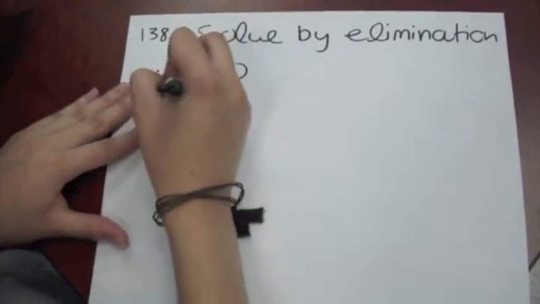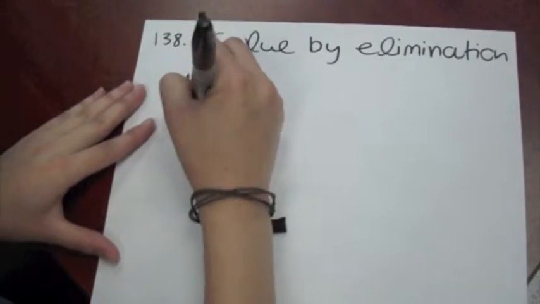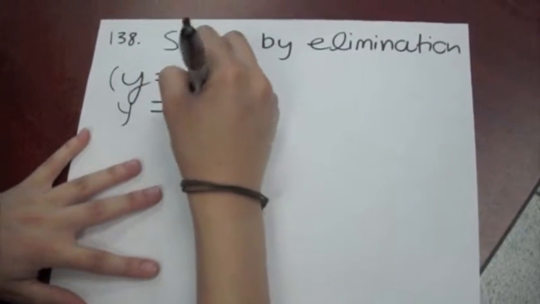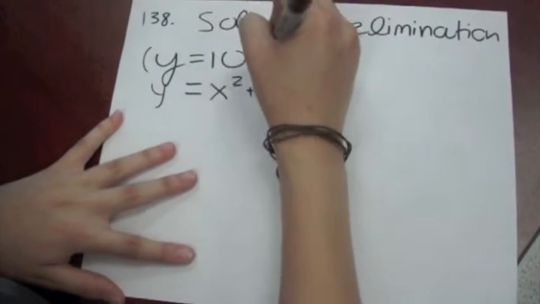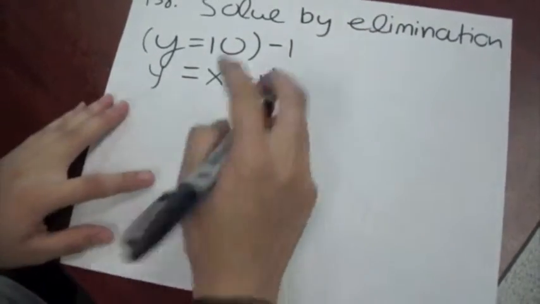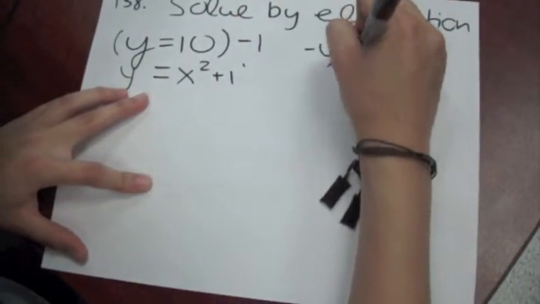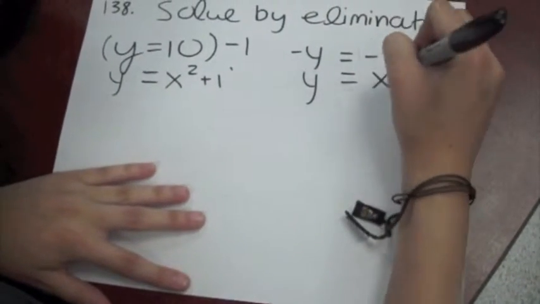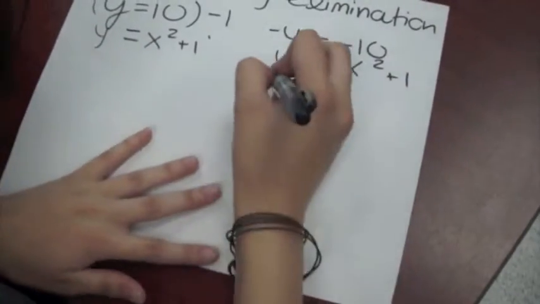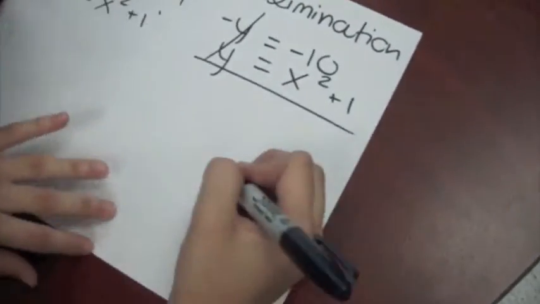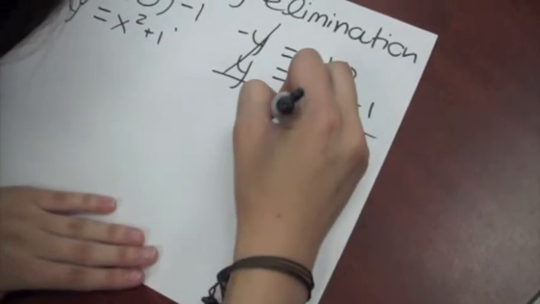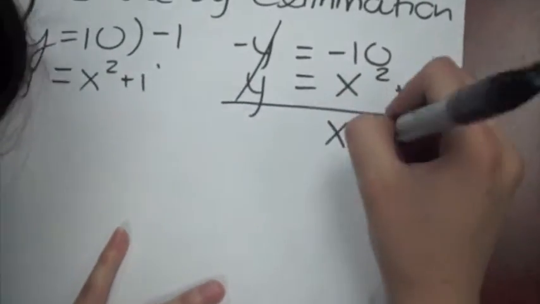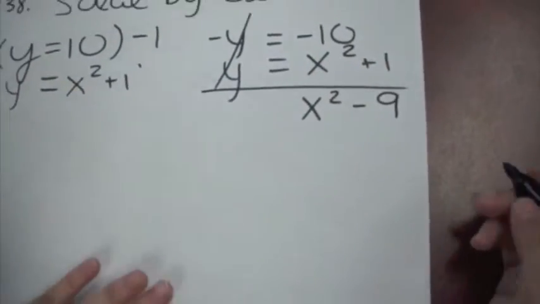y is already given. We know that y is 10. What we have to do to eliminate the y is multiply the first equation by negative 1. Therefore, the y becomes negative y equals negative 10. And we have the second equation, which is y equals x squared plus 1. This, we are going to eliminate the y. And since there is no x squared below, we're going to leave the x squared like it is, and negative 10 plus 1 will be added, which results in negative 9 and x squared.